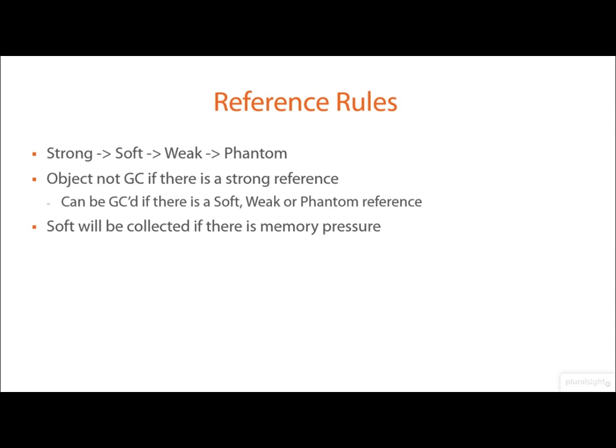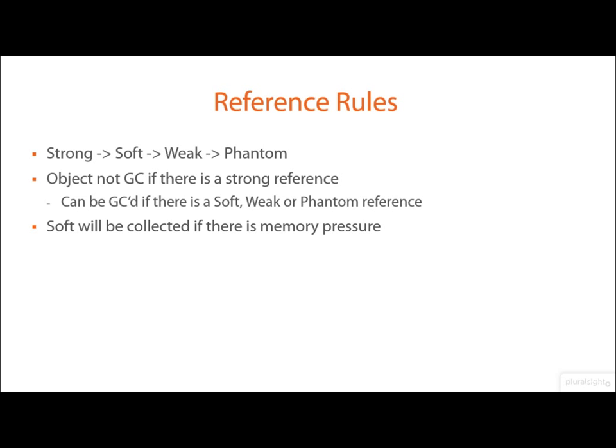So if I have an object with no strong reference, but it still has a soft reference to it, that object will stay in memory. It'll only be collected if there's memory pressure. So if we're getting to the point where we're going to get an out-of-memory exception, at that point, the garbage collector will run and collect any softly referenced objects.